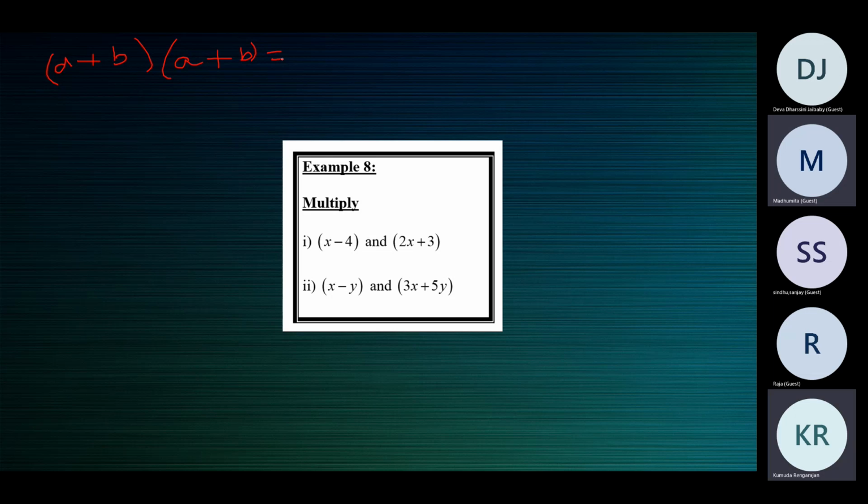Yeah, simplify that further. What is AB plus BA? Ma'am, A square plus 2AB plus B square. Yeah, correct. A square plus 2AB plus B square. How do we multiply? A into the second bracket A plus B, then plus B into the second bracket A plus B.